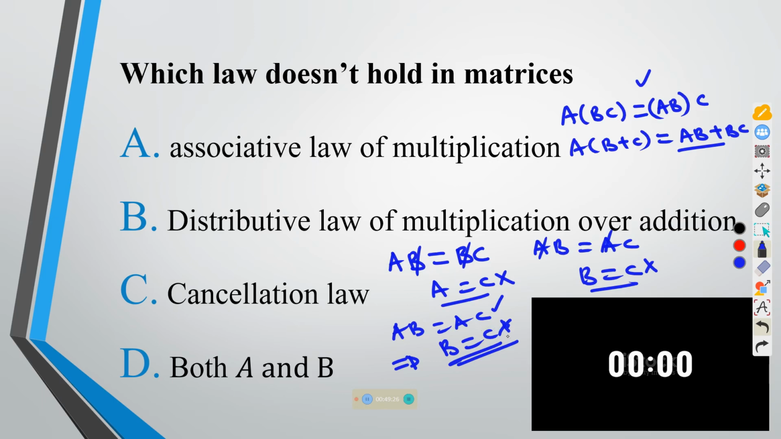So this cannot hold in general, meaning that the odd one out here will be C. So C does not hold. A holds, B holds, but C does not hold. So the cancellation law does not hold. Both A and B hold. So this is true, but the one which is not true is this. So C will be the required answer.